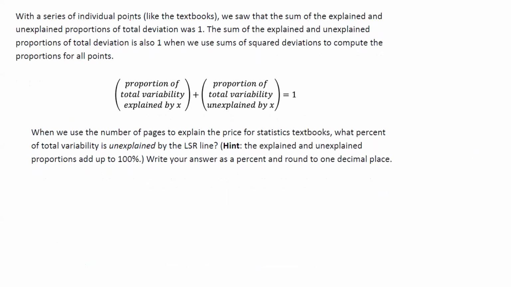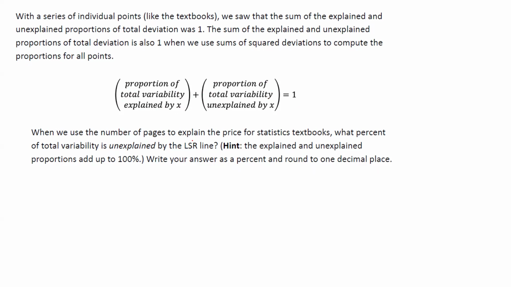With a series of individual points like the textbook, we saw that the sum of the explained and unexplained proportions of total deviation was 1. The sum of explained and unexplained proportions of total deviation is also 1 when we use sums of squared deviations to compute the proportions for all points. Now, please note that the proportion of total variability explained by x plus the proportion of total variability unexplained by x is equal to 1.